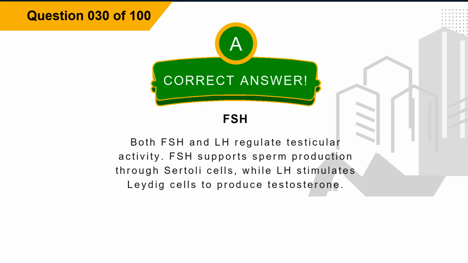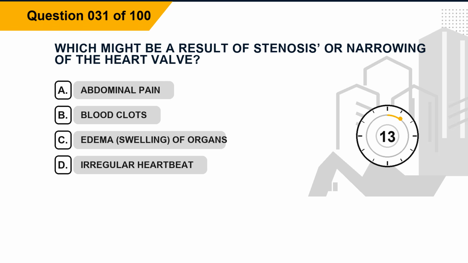Explanation. Both FSH and LH regulate testicular activity. FSH supports sperm production through Sertoli cells, while LH stimulates Leydig cells to produce testosterone. Question 31. Which might be a result of stenosis, or narrowing of the heart valve?